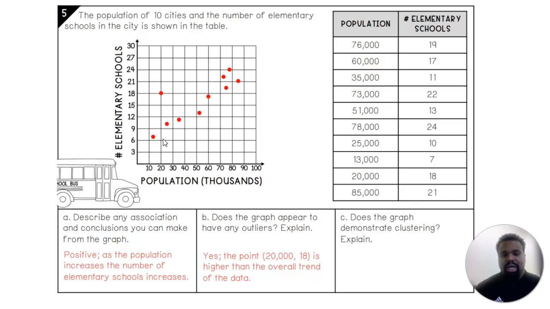Does the graph demonstrate clustering? Is there a gap in your particular data? And there doesn't seem like there's a gap. So no, there's no clustering going on in this particular graph.